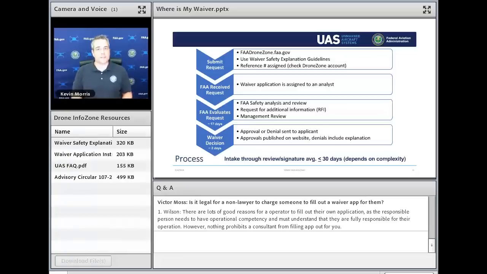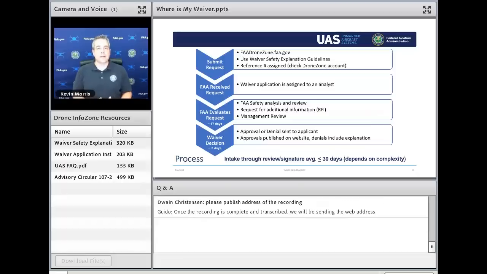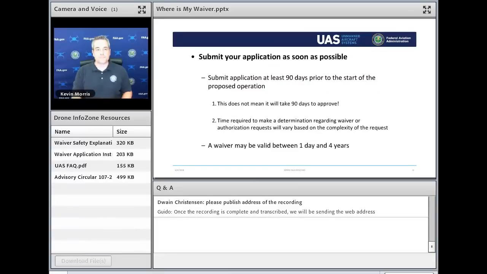This whole process that you're looking at on the screen here takes an average of about 30 days from the time you submit to the time that a decision is made. Of course, there are some variances in there. The complexity of your waiver, how quickly you respond to an RFI, that can lengthen or shorten the process. But on average, we're processing waivers in about 30 days.